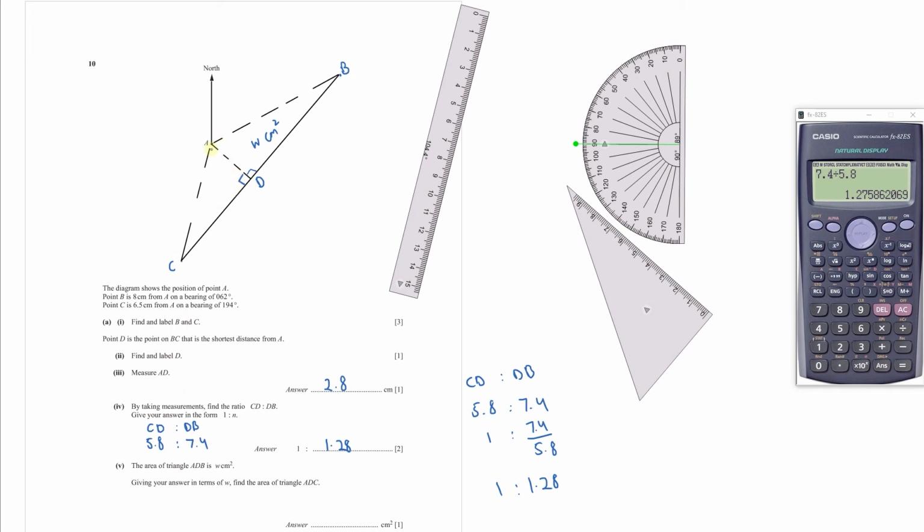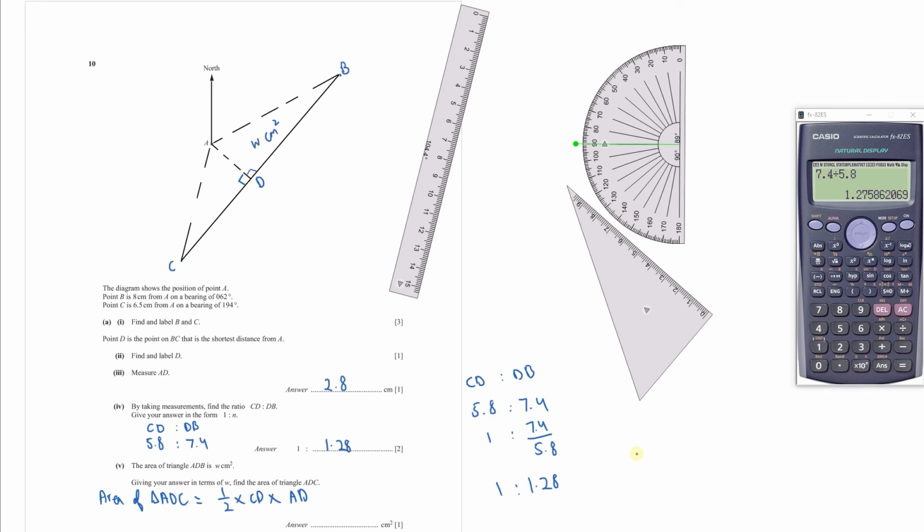So what is the area of triangle ADC? So I can write area of triangle ADC is what? 1 by 2 into base. Base is this length CD and height is this length AD. And if you look at this height AD, it is common between these two triangles. So I can find this height AD in terms of W using this triangle ADB because I know that the area of this triangle ADB is W centimeters squared.